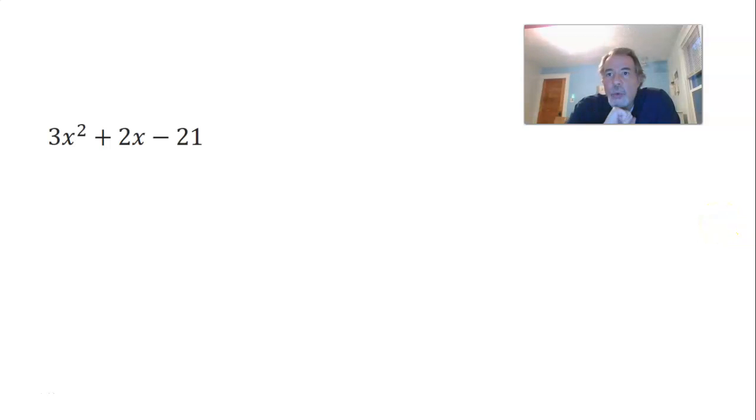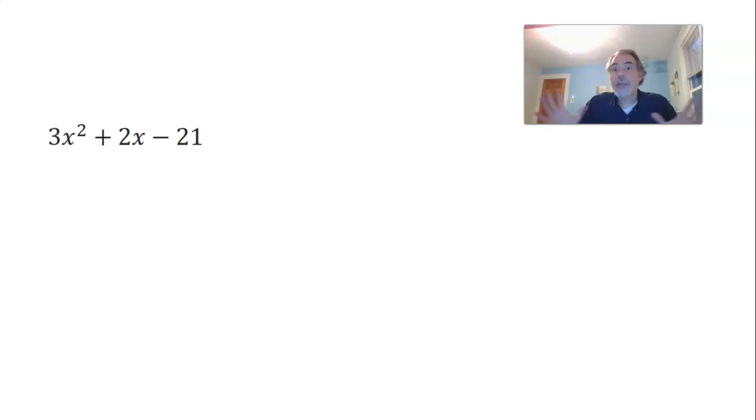Okay, so here we go with some more factoring examples. We're going to factor 3x squared plus 2x minus 21. I'm just going to do this by the trial and error, figure out what has to go where method, because that's what I like best. That works fine if you can see what to do.